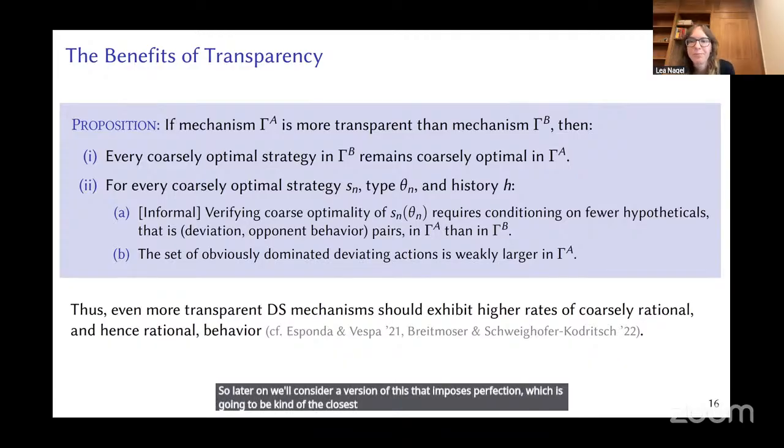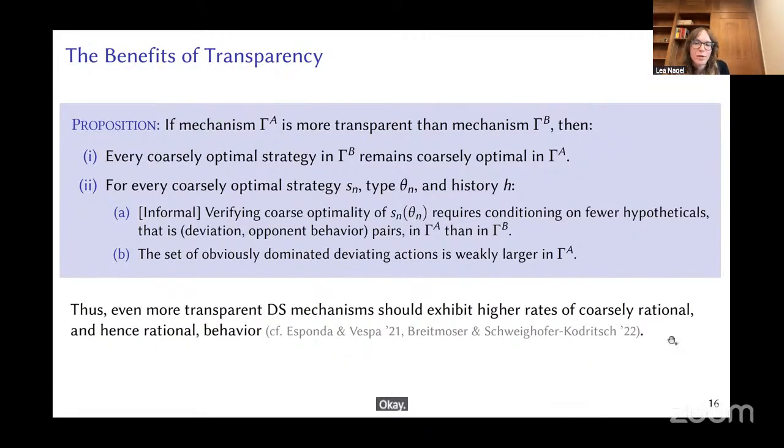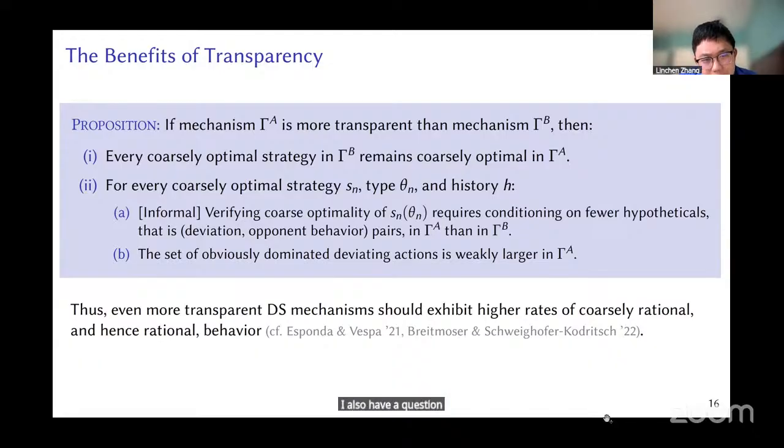Okay. I also have a question. For the ascending clock auction, I think it still reveals perfectly on every information. So what goes wrong with that?